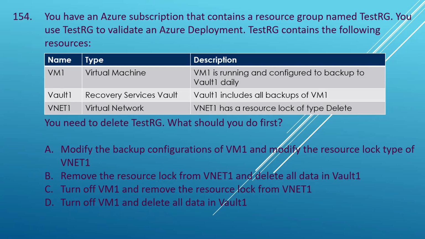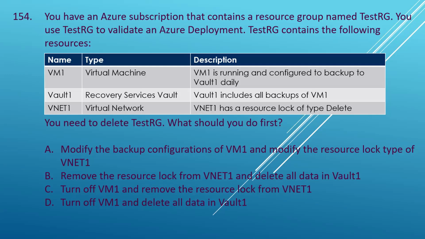So folks, in the description, basically they are telling you what is the purpose of VM1, how it is backed up, and what is the current state. Then for Vault 1, it says Vault 1 includes all backups of VM1. Obviously in VM1, it was said that the VM is configured to backup on Vault 1 daily, and Vault 1 includes all the backups of VM1. VNet 1 has a resource lock of type delete.